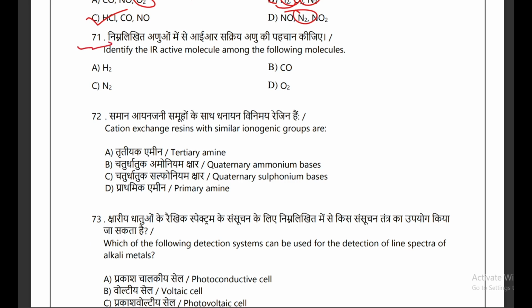In the 71st, they are saying identify the IR active molecule among the following molecules. So they are providing you four options, and in this the correct option is B, because if you see in the A, C and D options, they are providing you a homonuclear diatomic molecule, and to show IR activity there should be a change in the dipole moment during molecular vibrations, and in the other options there will be no change in dipole moment during vibrations.